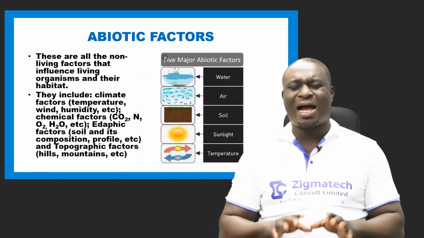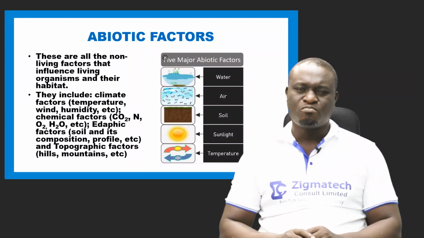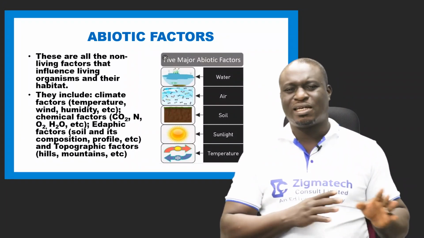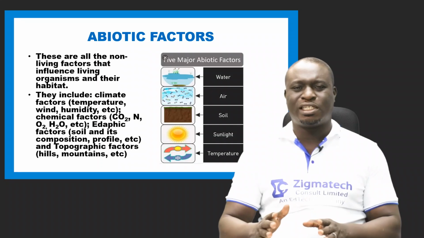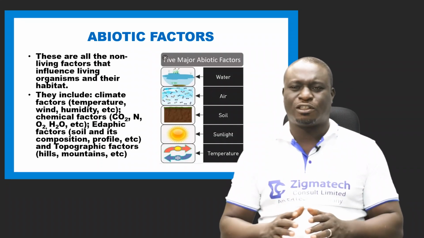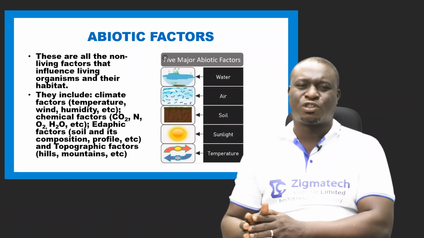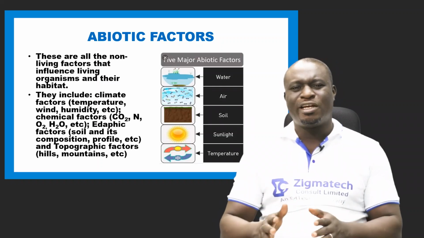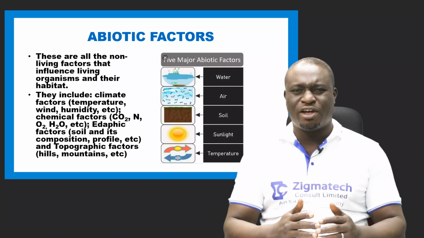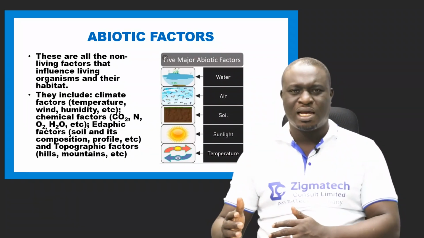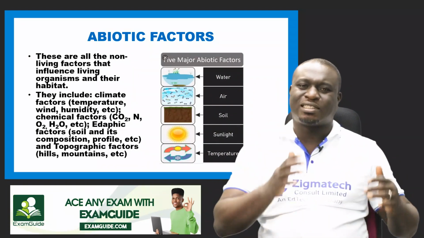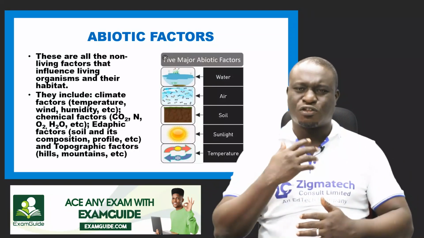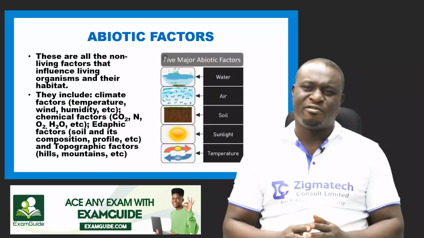The next is abiotic factors. Just the same way we defined biotic as a living factor, abiotic factors are those non-living factors. And these non-living factors influence other living organisms, as well as influence their environment. They can cause changes in their environment.